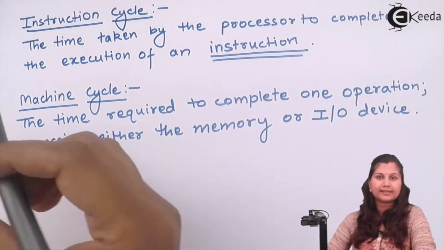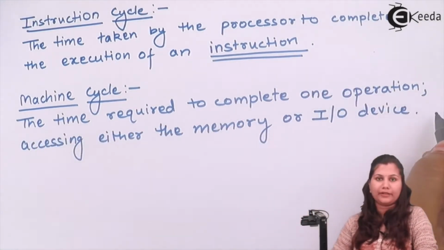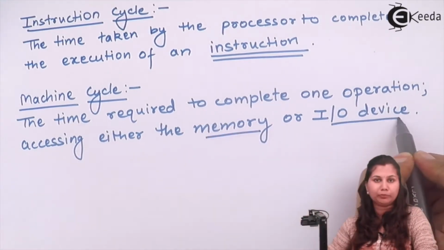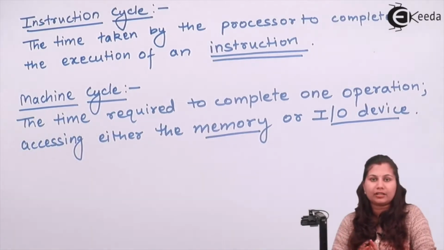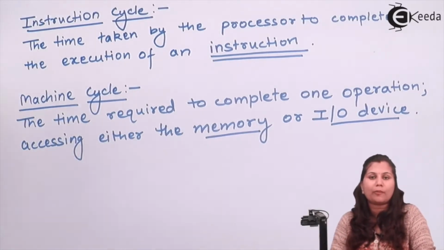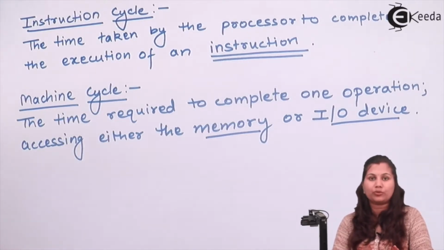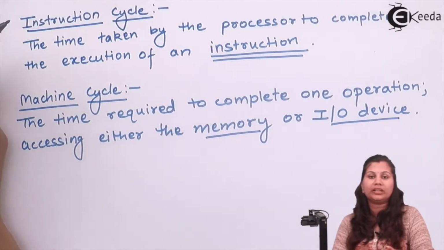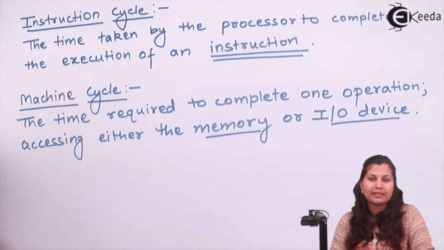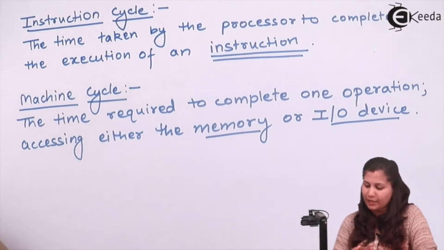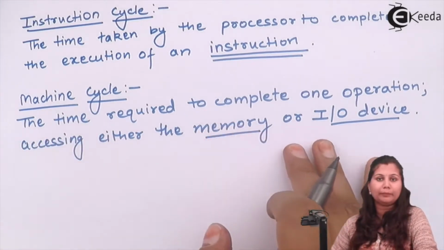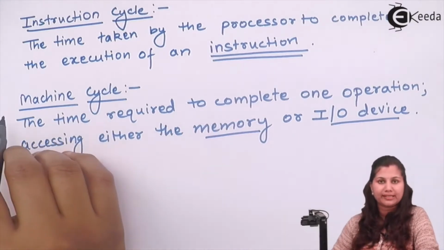So machine cycle is the time required to complete one operation, and that operation can be either accessing the memory or the input output device. Because when an instruction is executed, there are various operations involved in it. The microprocessor has to read the memory, or write the result into the memory, or read the data from an output device or get in data from an input device. So there can be any of the operations. The time required to complete one operation is called the machine cycle.